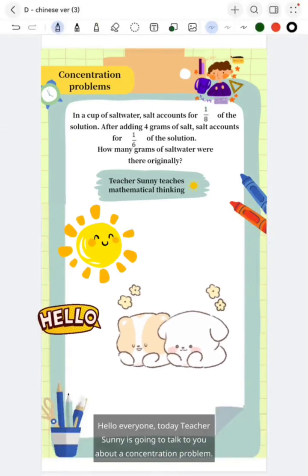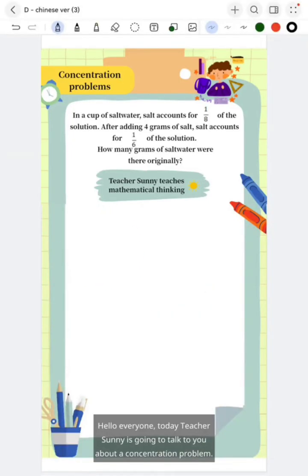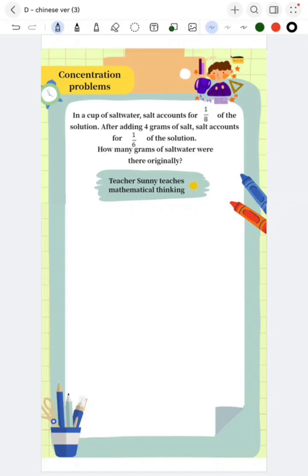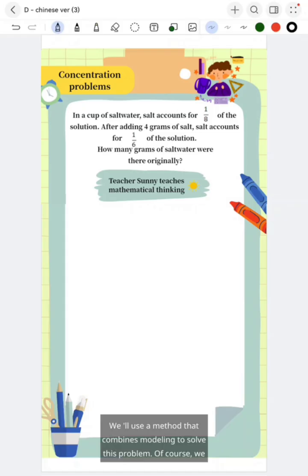Hello everyone. Today, Teacher Sunny is going to talk to you about a concentration problem. We haven't discussed this type of concentration problem before, so let's take a look at how to solve it. We'll use a method that combines modeling, and we'll also apply thinking strategies like equivalent transformation or quantity correspondence to tackle this question.